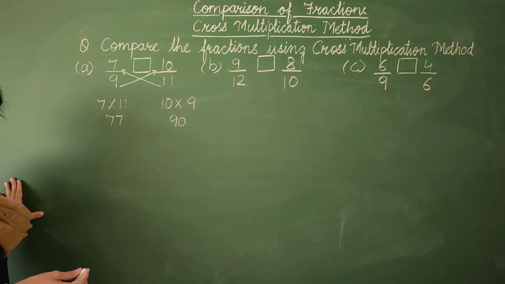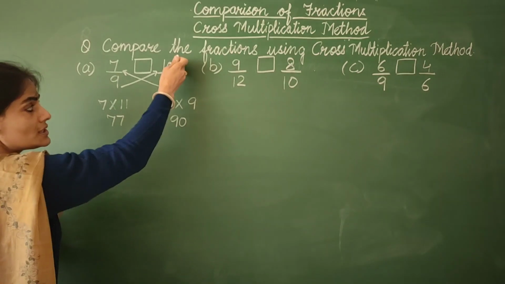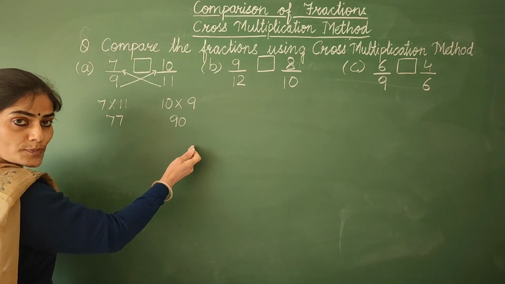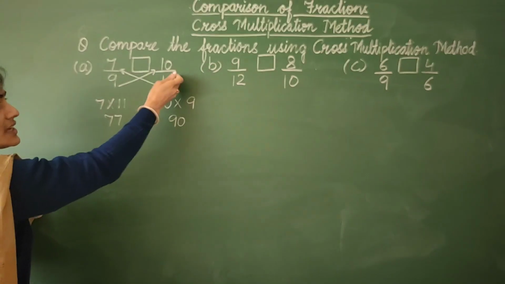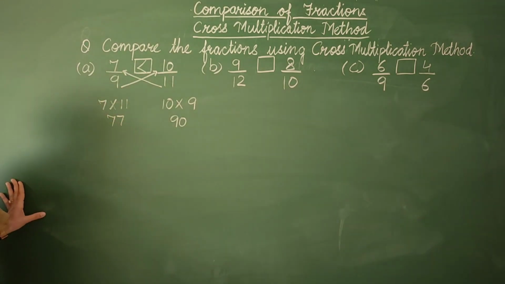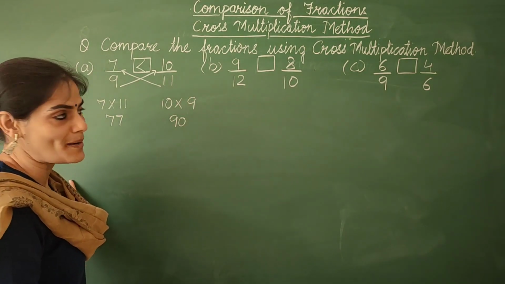So what do we observe? That fraction 10 by 11 has greater cross product. So that means this fraction is greater than 7 by 9. Isn't it easy, my dear children? So let's move to the next part.